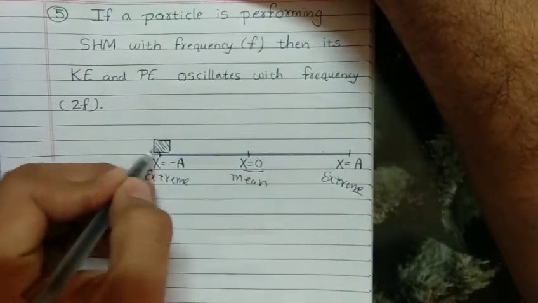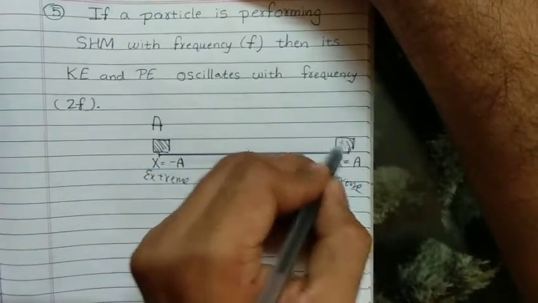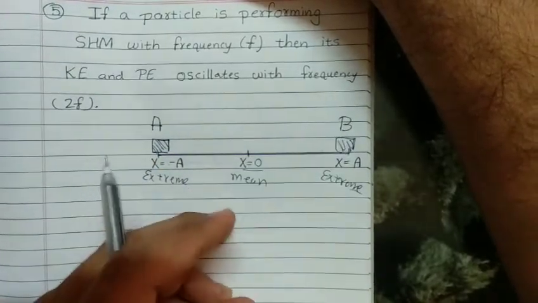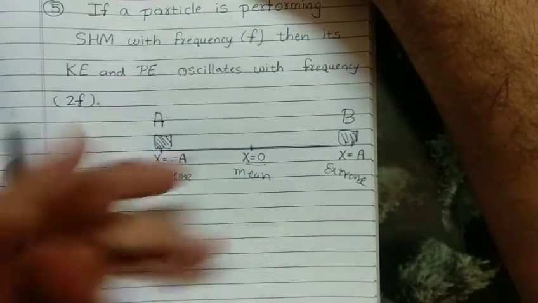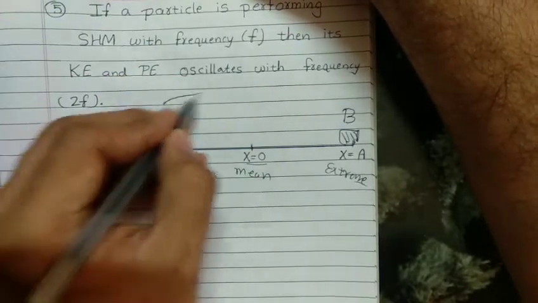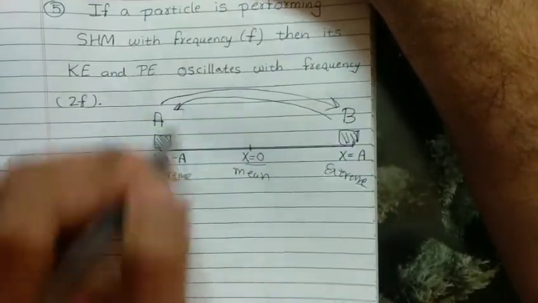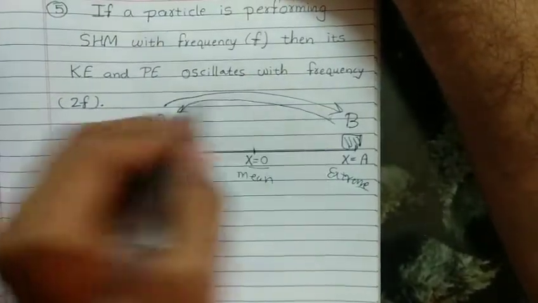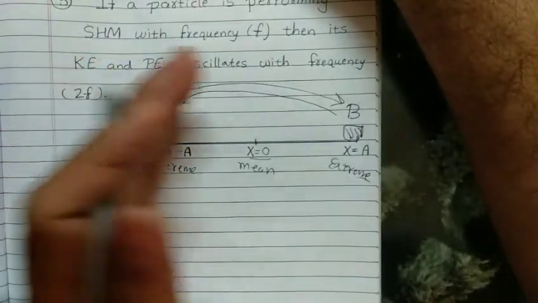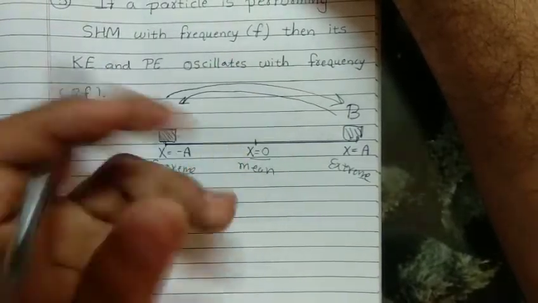Suppose when the body is here, it's point A, and this point I'm calling B. Now listen carefully. Suppose the journey started from point A. From A, the body will go to B, and from B again it will come back to A. So when the body comes back to A, this is one oscillation, right? Now let's see during this one oscillation how kinetic energy and potential energy are changing.